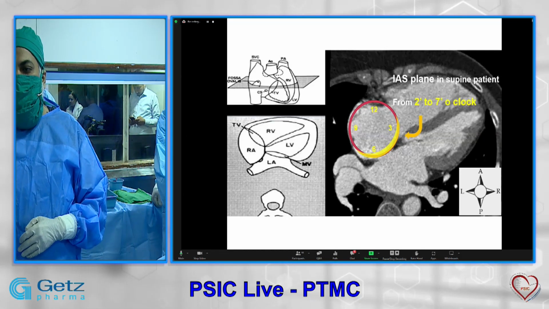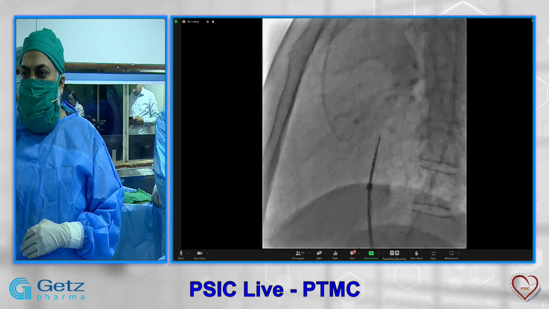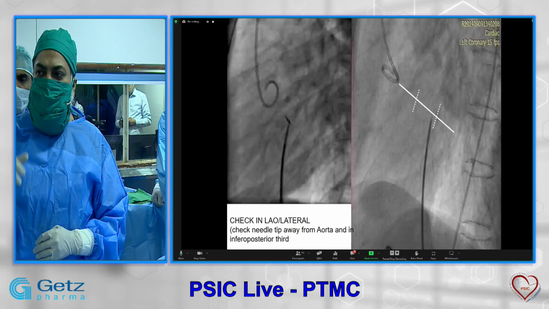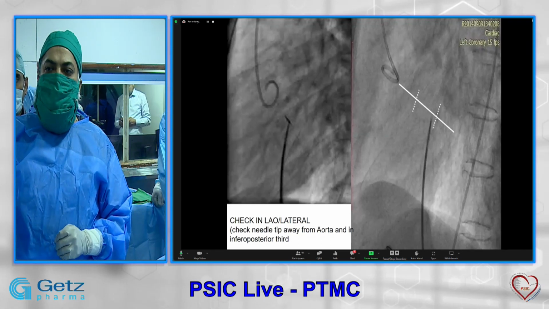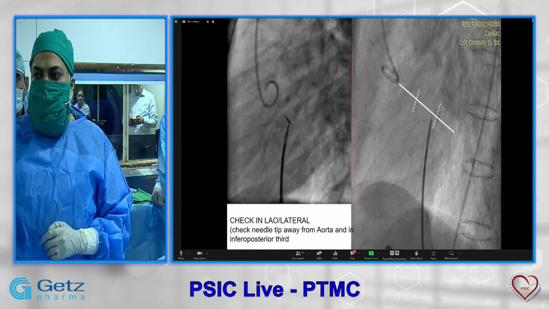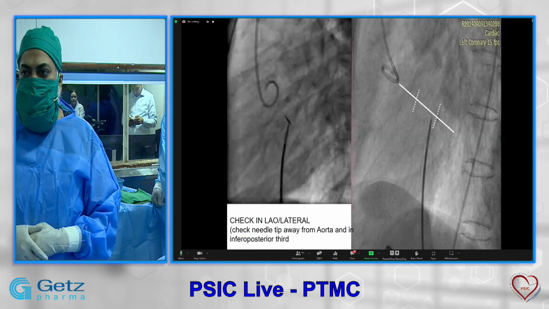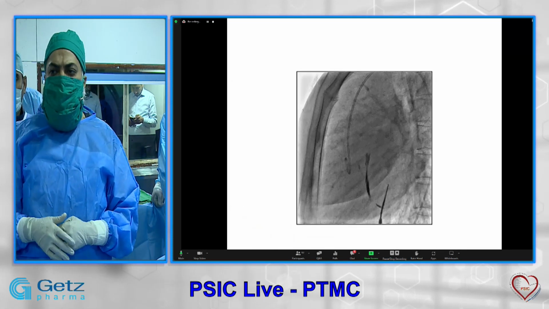And when you are puncturing in the lateral view, you take the distance between the pigtail and the spine, and we usually try to puncture in the middle third of that distance. Next, please. This is a very important slide.